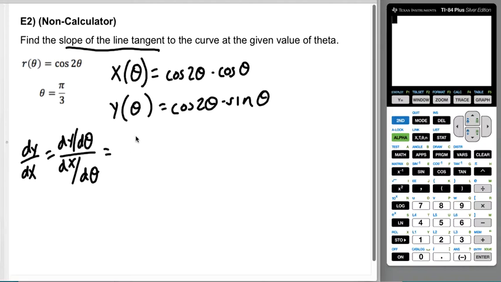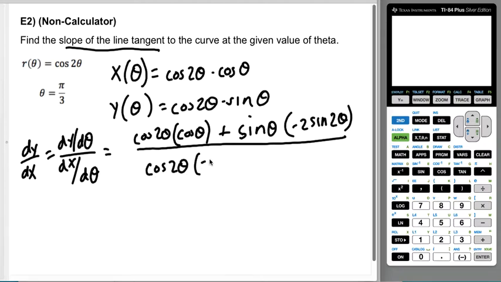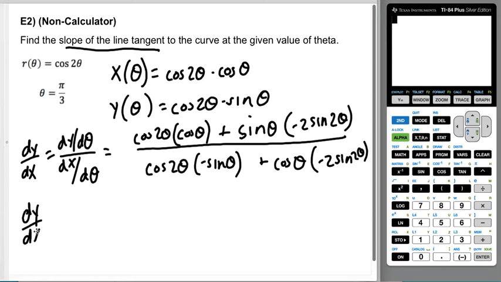So dy d theta is going to be u dv plus v du, where du is going to be a negative 2 sine of 2 theta, right? Because of the chain rule. On the bottom, I'm going to get u dv plus v du, and du is that negative 2 sine of 2 theta again. All right, so then my job is to plug in pi over 3. Again, not super fun, but we'll make it work.